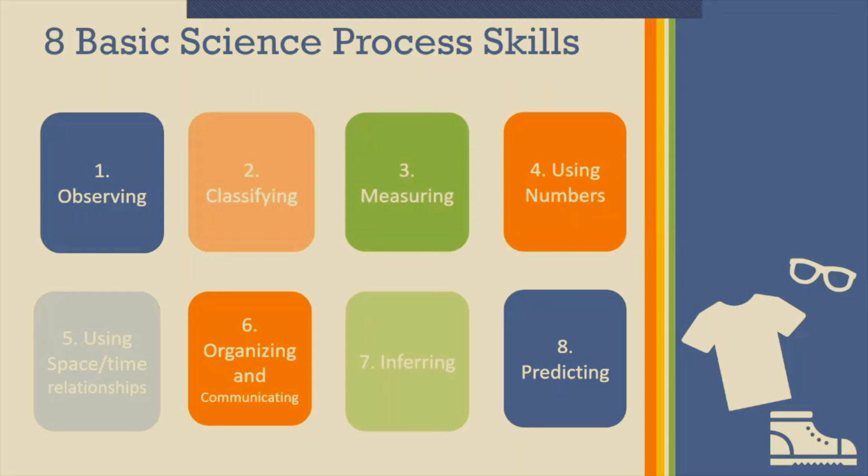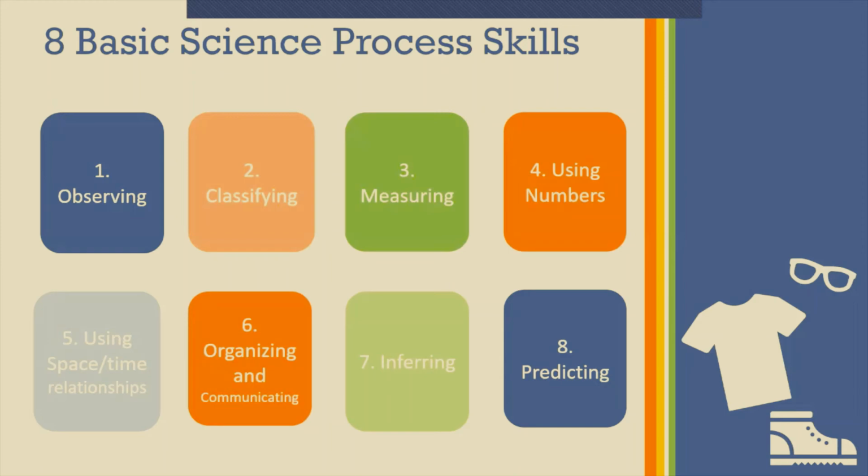Number 8, which is the last one of the basic skills, is predicting. Predicting is giving a possible answer or guessing what will happen before investigating by using rules, studies, or the understanding we had before.